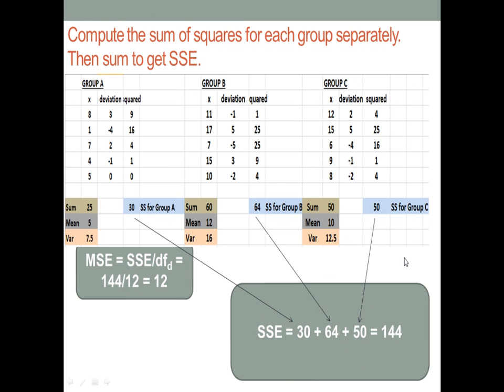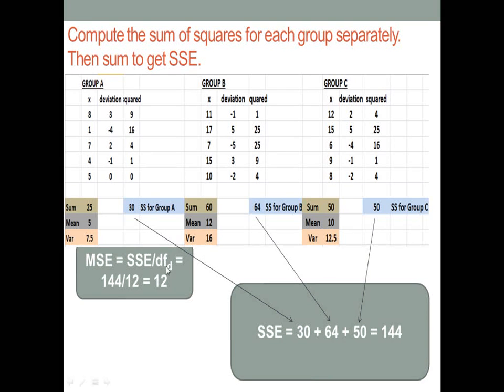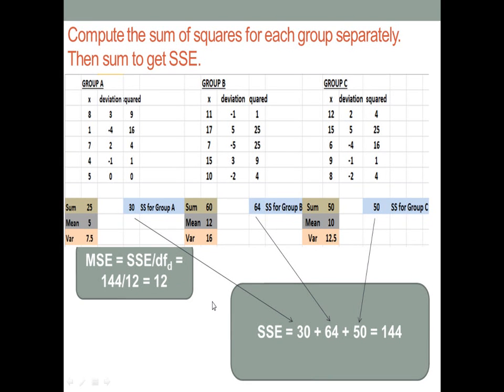The mean square error then, at least one formula for it, using the sum of squares: take that sum of squares, divide it by the degrees of freedom for the denominator, and you'll have, so 144 divided by 12 is equal to 12. So that's the mean square for the error. You may remember that degrees of freedom denominator was total sample size, which in this case is 15, minus the number of groups, which is 3, so you have 12 degrees of freedom.